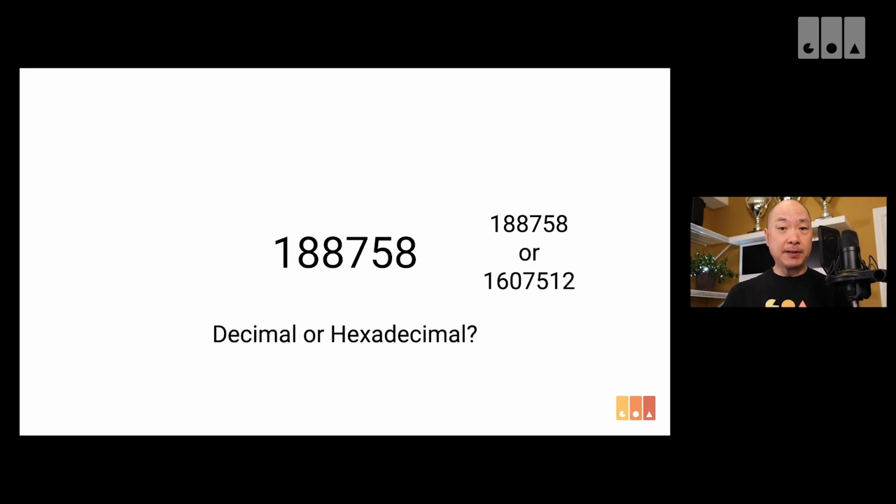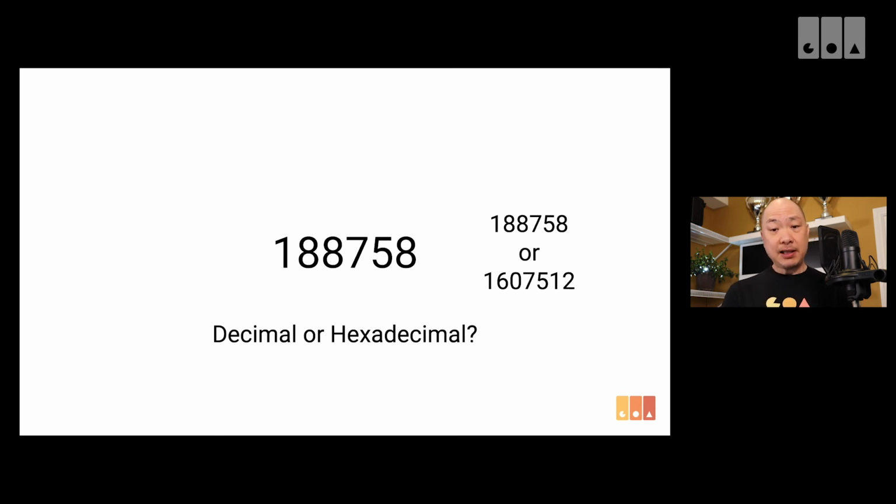188,758, if it was a decimal number. Or if it was a hexadecimal number, it would be 1,607,512. That's a huge difference. So it's very important for us to know whether this is a hexadecimal or a decimal number.